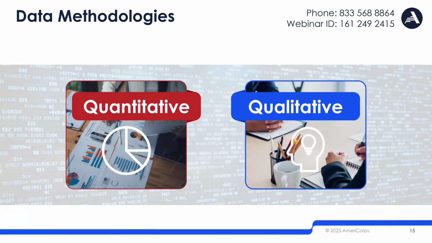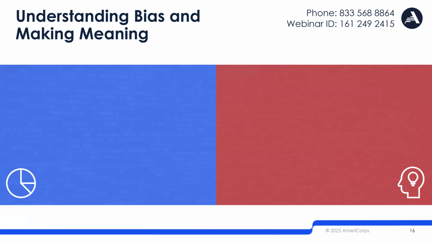On the other hand, qualitative data helps fill in these gaps by providing rich context and personal stories. However, it can be more subjective and might reflect individual perspectives rather than broader patterns. So let's dig into how we can work with both types of data responsibly.